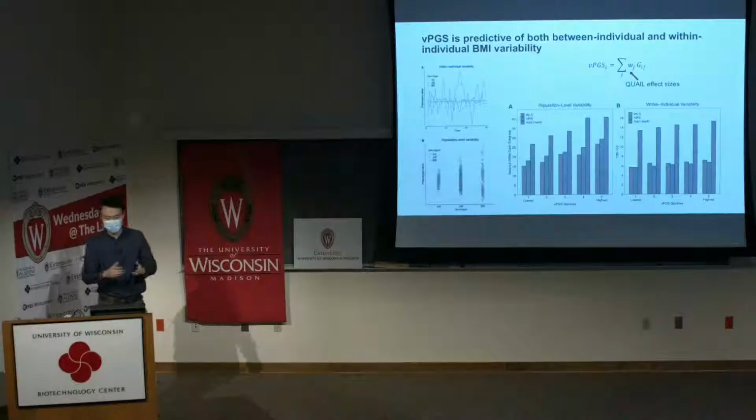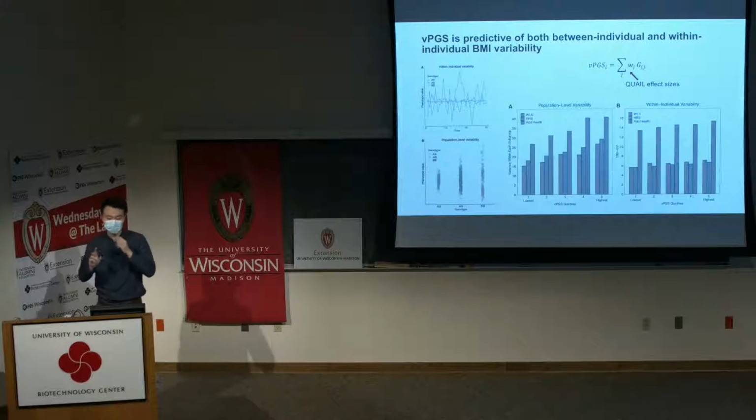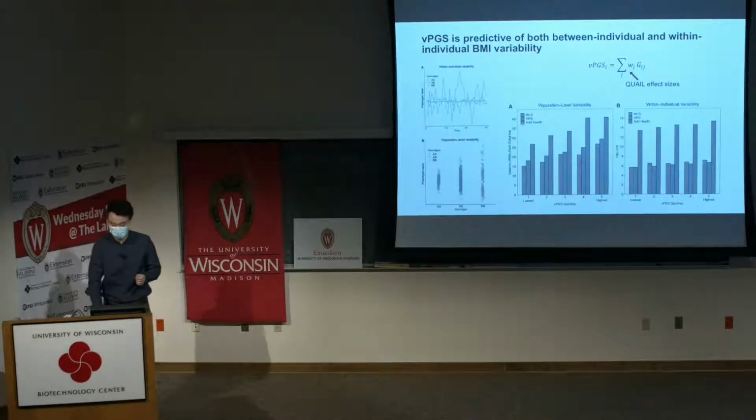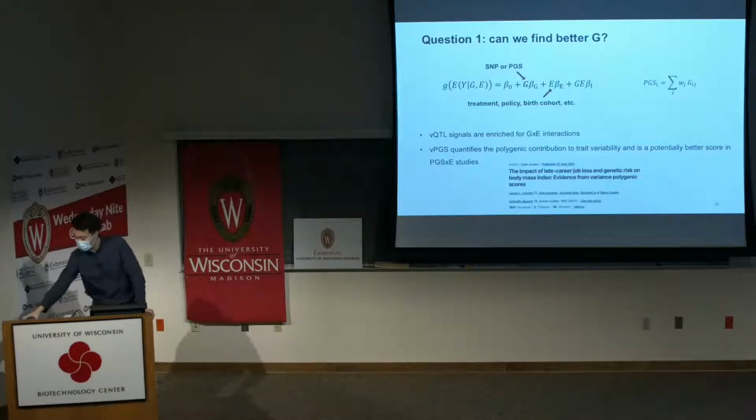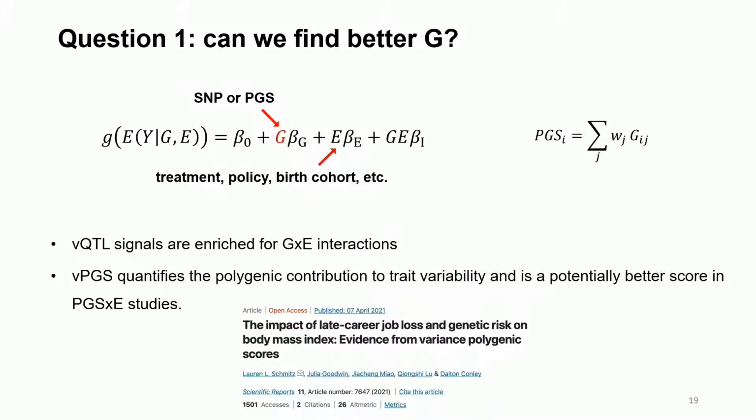And when we compare that VPGS versus existing approaches, we can always see that it's the most significant predictor of both population-level variability and within-individual variability in 3 independent cohorts. So it's actually quite effective. I'll wrap up this project by just giving you a quick summary.